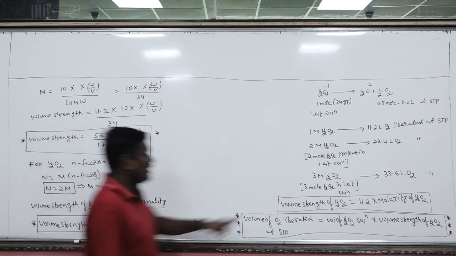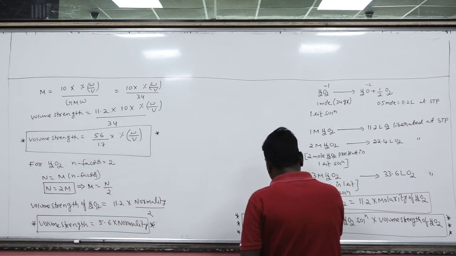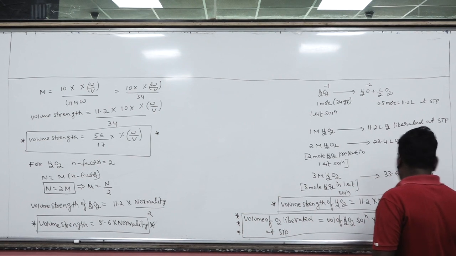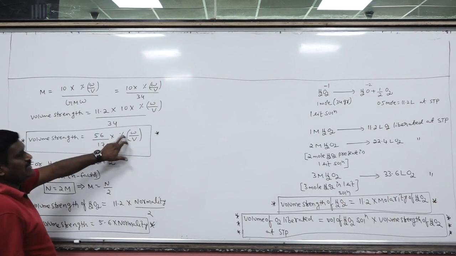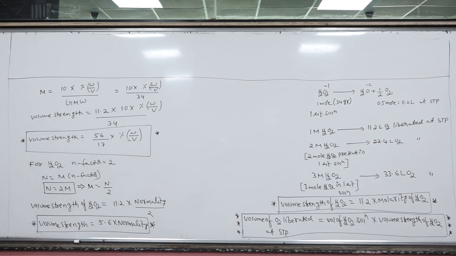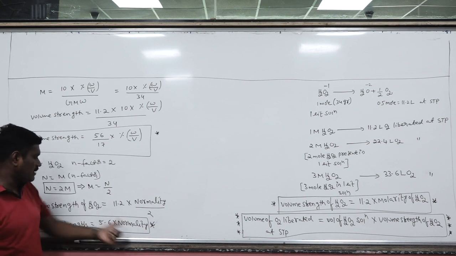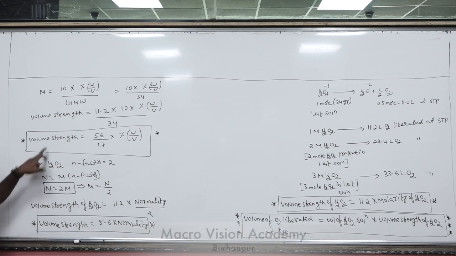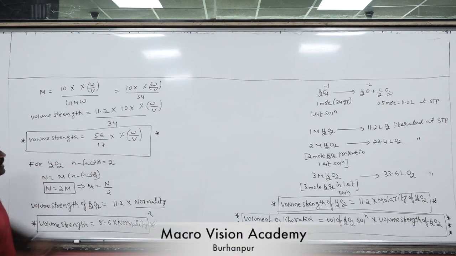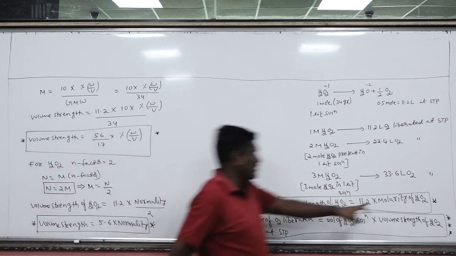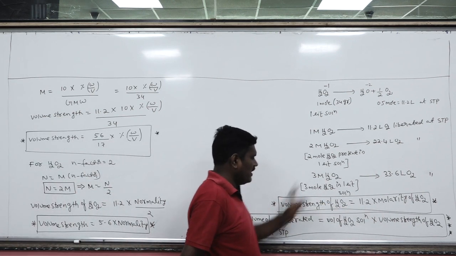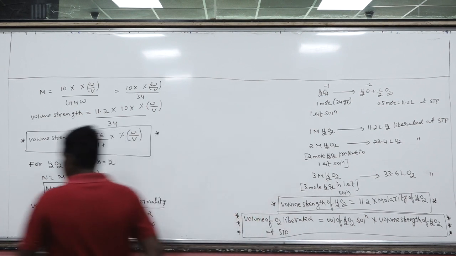This is the volume strength molarity relation. This will be the volume strength weight volume percentage relation. So these are the very important formulae regarding problem solving. Suppose volume strength is given, find the normality; normality given, find the volume strength; weight volume percentage given, find the volume strength; molarity of H2O2 given, find the volume strength, or vice versa. Okay?